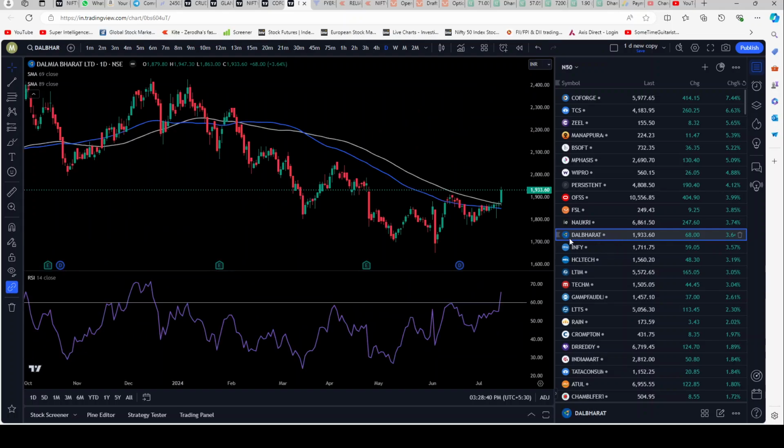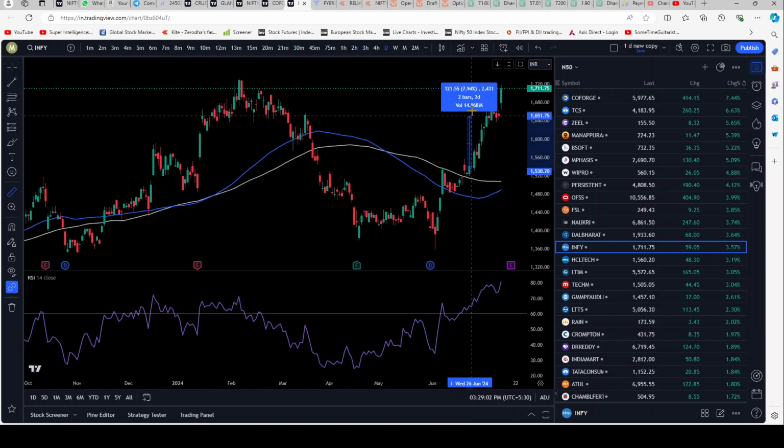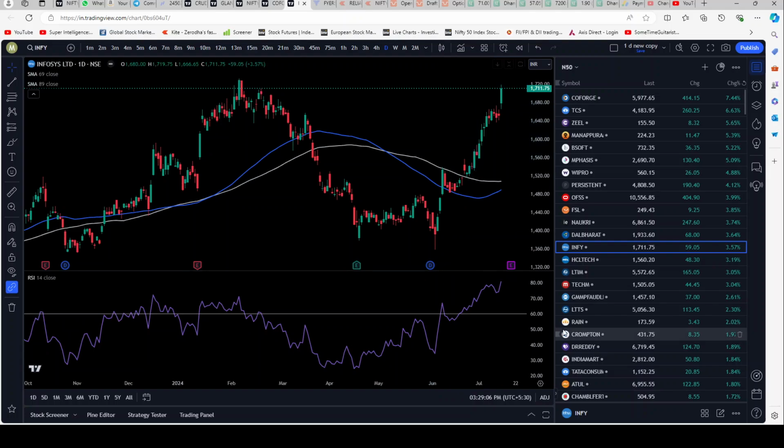Dalmia Bharat, very interesting, guys. The breakout is just happening now. All right. Keep this in your watch list. Dalmia Bharat has just crossed 60 and it's just crossed 69, 89. Infy, it crossed 69, 89 over here at 1530 levels. Currently it's at 1711. More than 10%. All right.